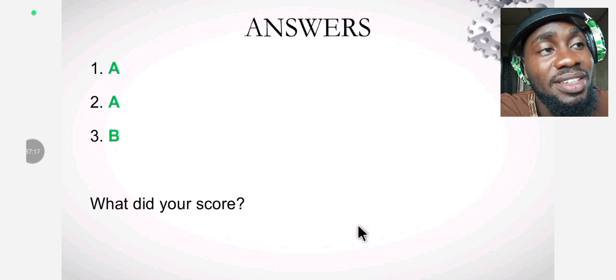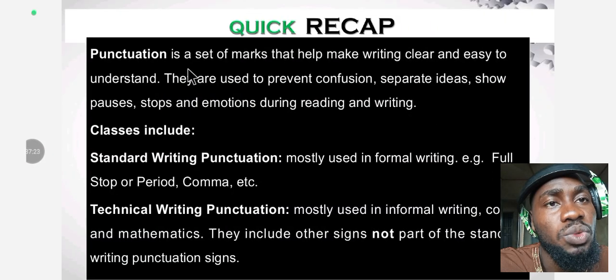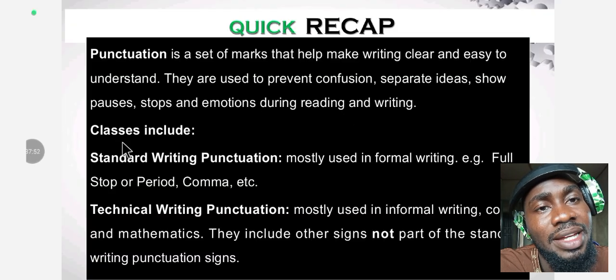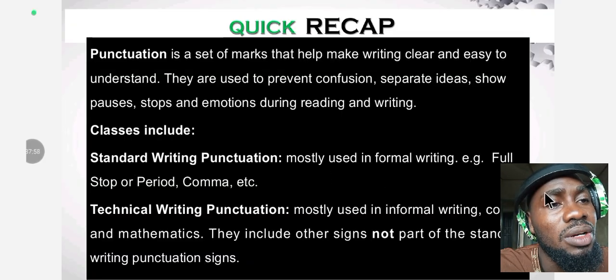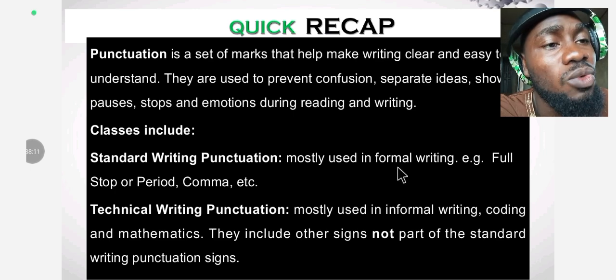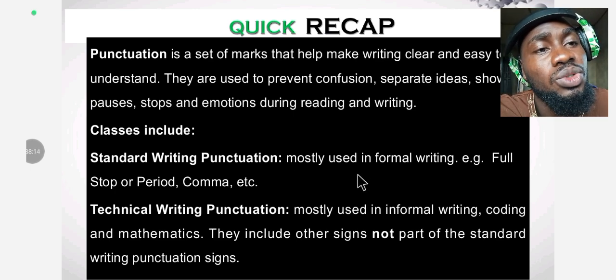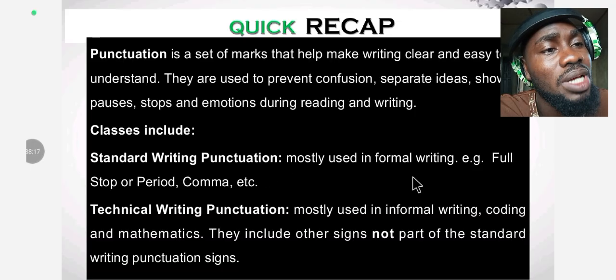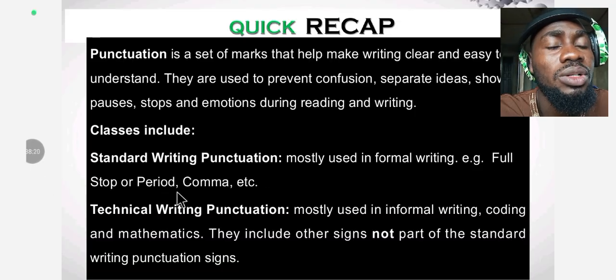Alright, let's quickly look at the recap of this lecture. Punctuation is a set of marks that help make writing clear and easy to understand. They are used to prevent confusion, separate ideas, show pauses, stops, and emotions during reading and writing. Classes of punctuation include standard writing punctuation. Do not forget that we have two, and this is mostly used in formal writing. When you are writing exams or writing for formal reasons, you use the standard writing punctuation signs, for example, full stop or period, comma, etc.